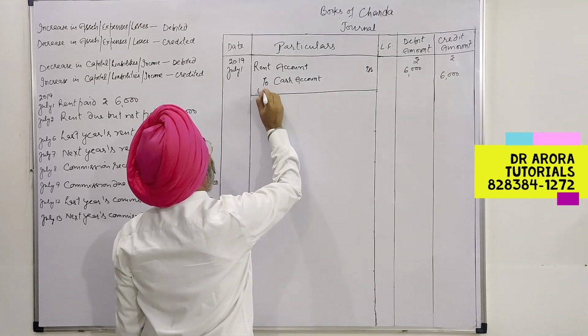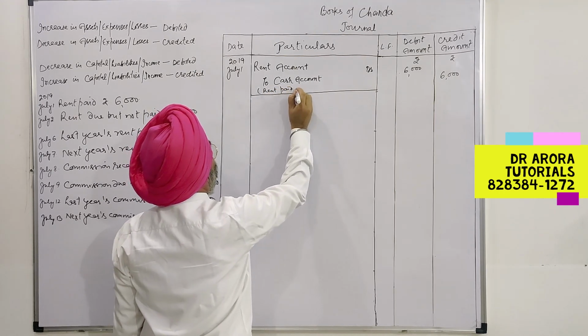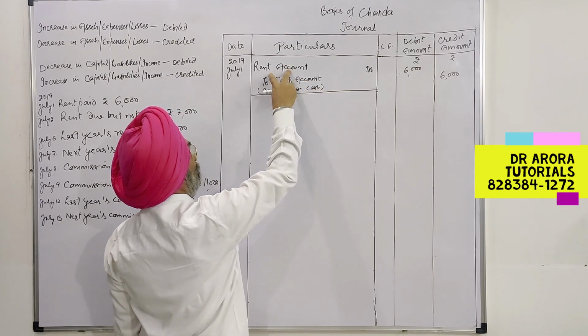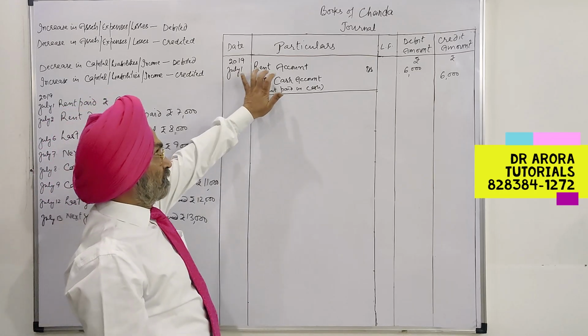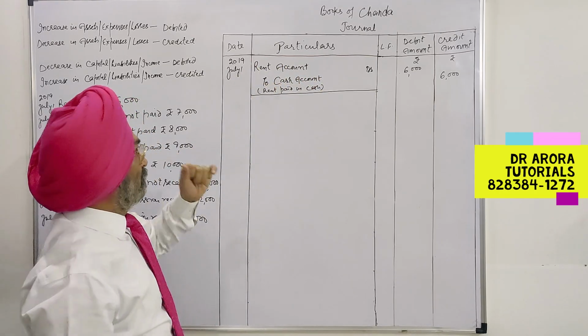So rent paid in cash. So increase in expense and decrease in asset. Increase in expense is debited, decrease in asset is credited.